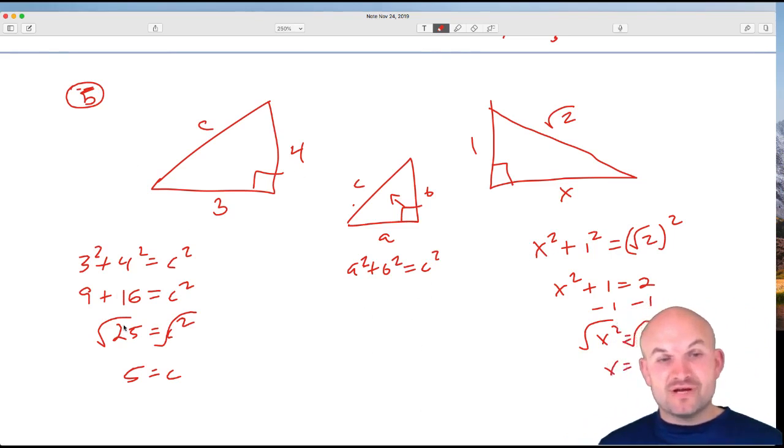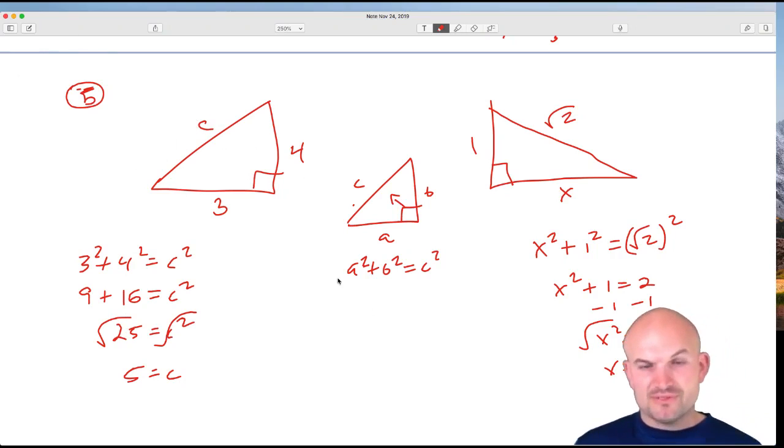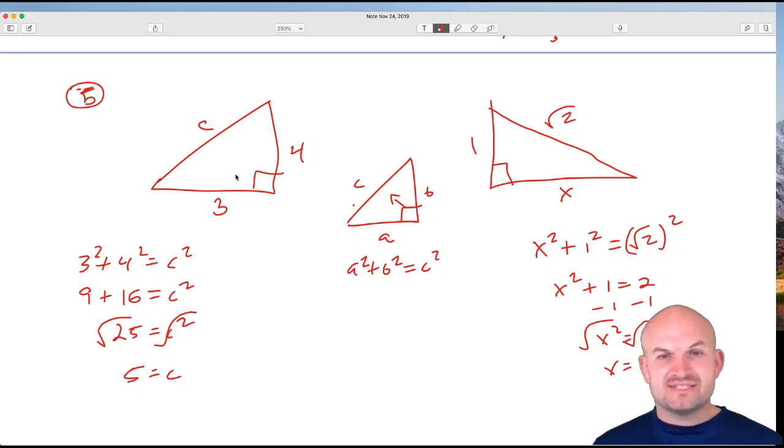The 3-4-5 triangle is also known as a Pythagorean triple. There are many other Pythagorean triples, and those are nice because we don't have to deal with any radicals as a side length. So that's always something helpful.